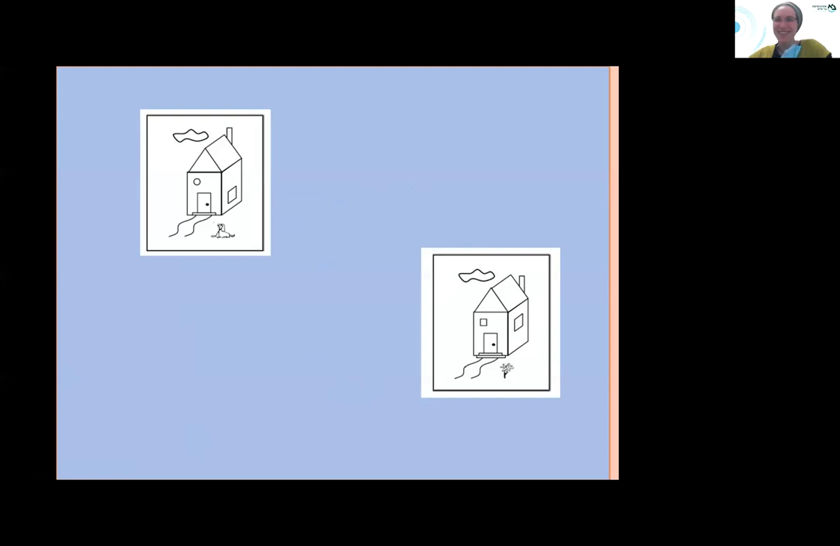The first thing that everybody sees is the categorical difference between the dog and the flower. That's the gist of the scene. And we don't notice the details until we look carefully and we get the details.